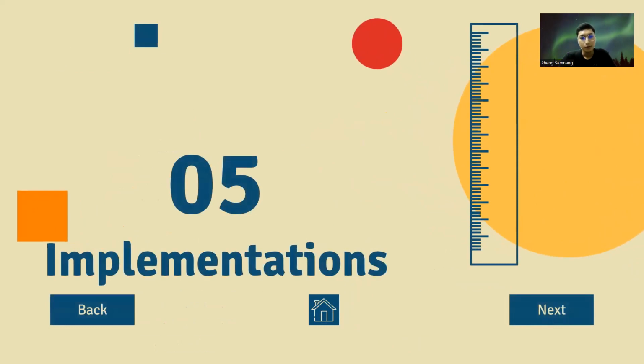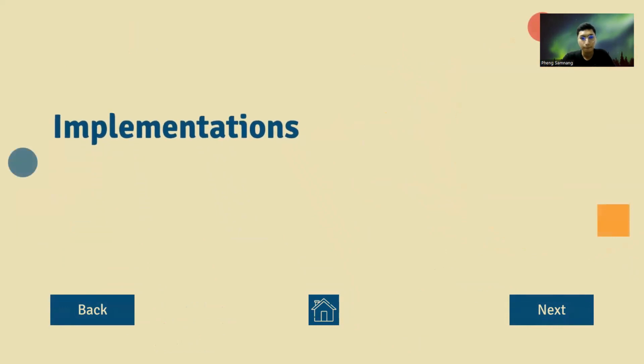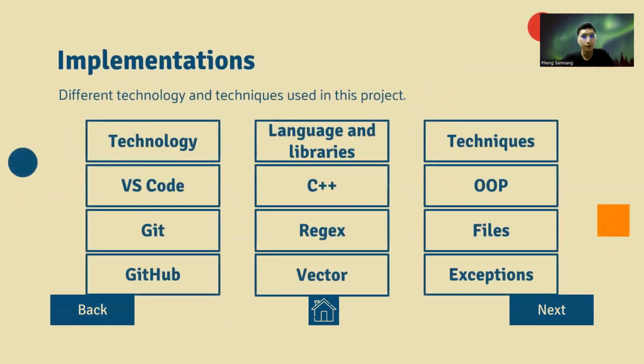And here, let's move on to part 5, which is the implementation part. We use different technology and technique in our project. For technology, we use VS Code as a text editor to write our C++ code, and then we use Git and GitHub to store our source code and keep track of what we have updated so far. And it also helps us to collaborate and work together efficiently too.